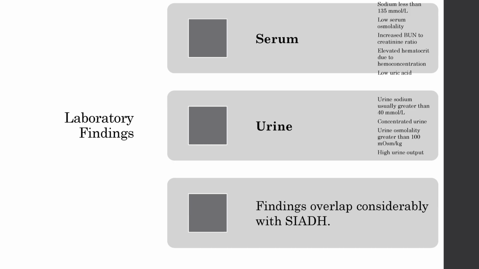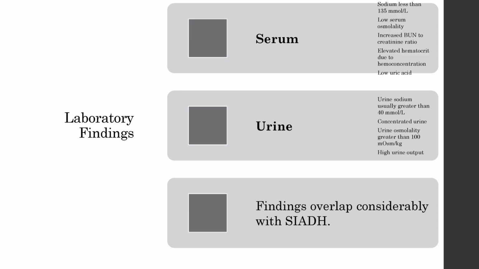Typical serum findings include sodium less than 135 millimoles per liter, low serum osmolality, increased BUN to creatinine ratio, elevated hematocrit due to hemoconcentration, and low uric acid. Urine findings are urine sodium usually greater than 40 millimoles per liter, concentrated urine, urine osmolality greater than 100 milliosmoles per kg, and high urine output.